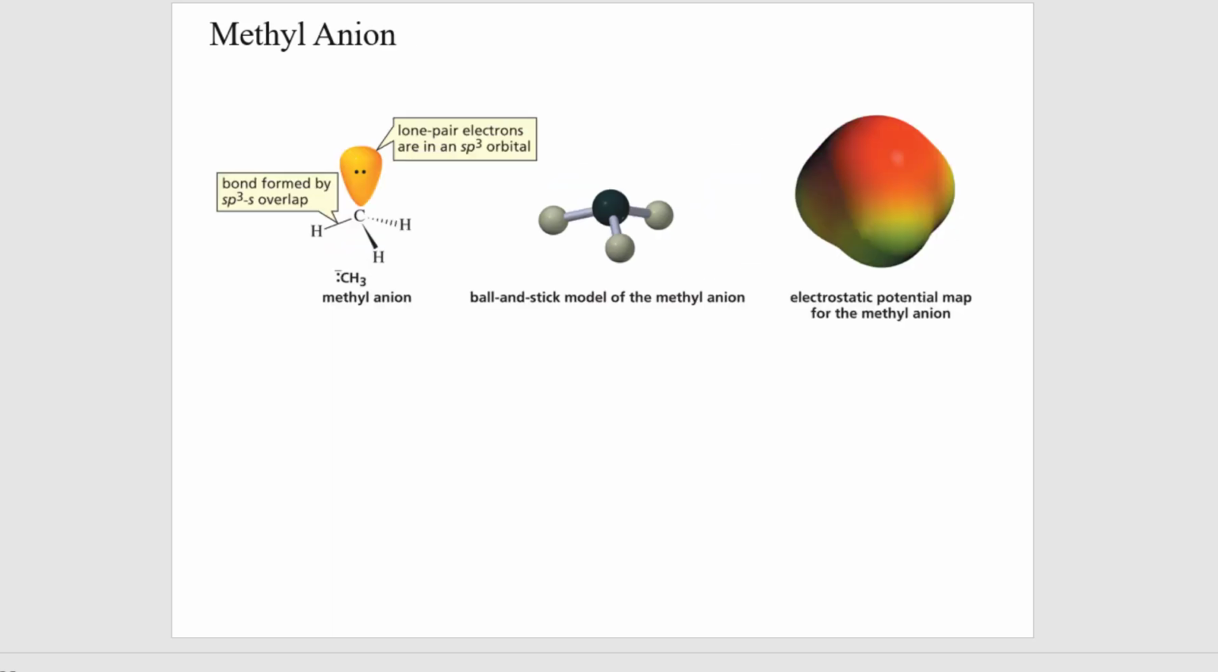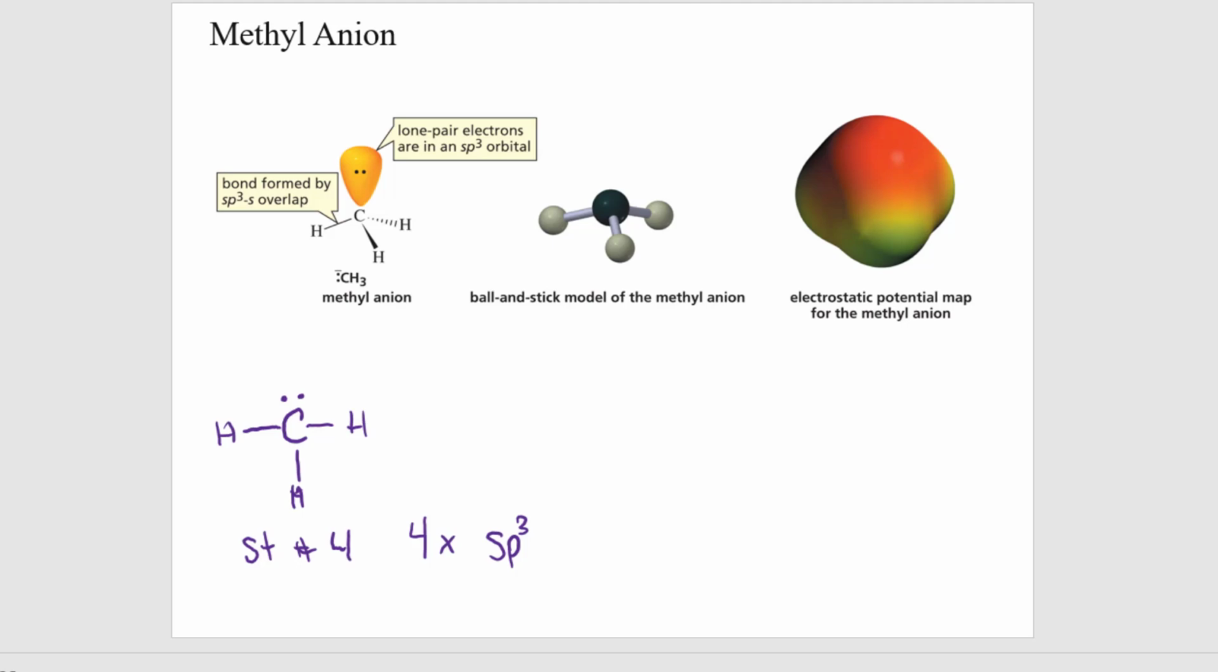Let's switch to the methyl anion. The methyl anion is a CH3 with a lone pair. Its steric number is no longer 3. The lone pair counts as another electron cloud, so its steric number is 4. So I'm going to use my 4 sp3 hybridized orbitals in order to create the best configuration around that carbon.